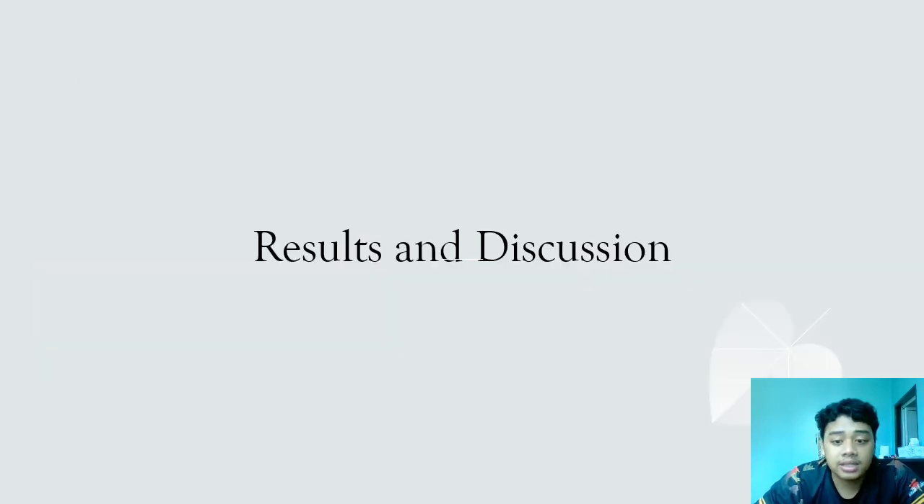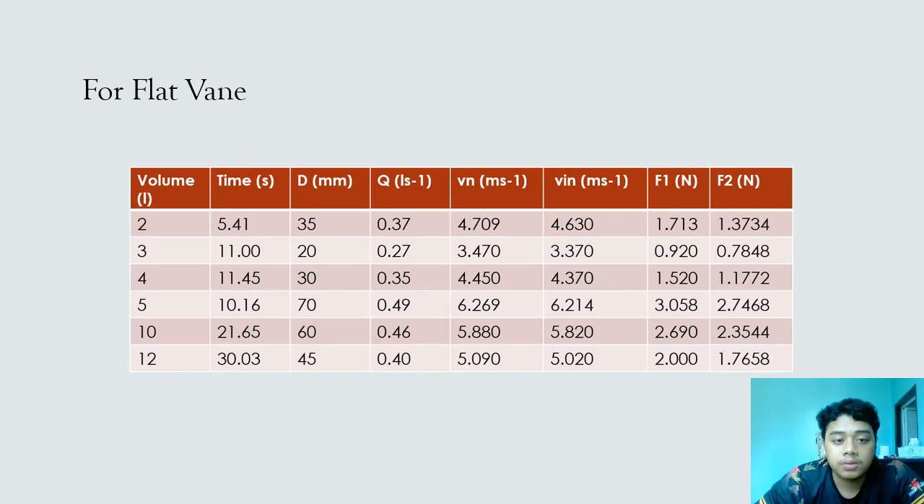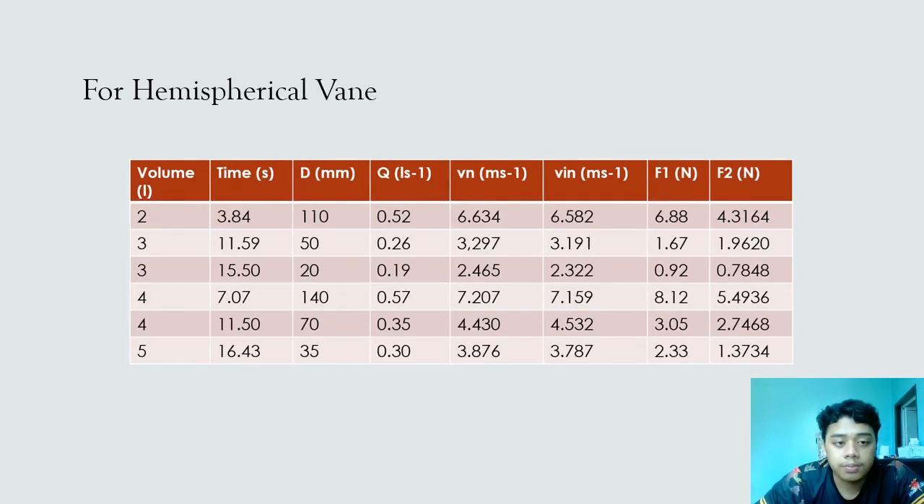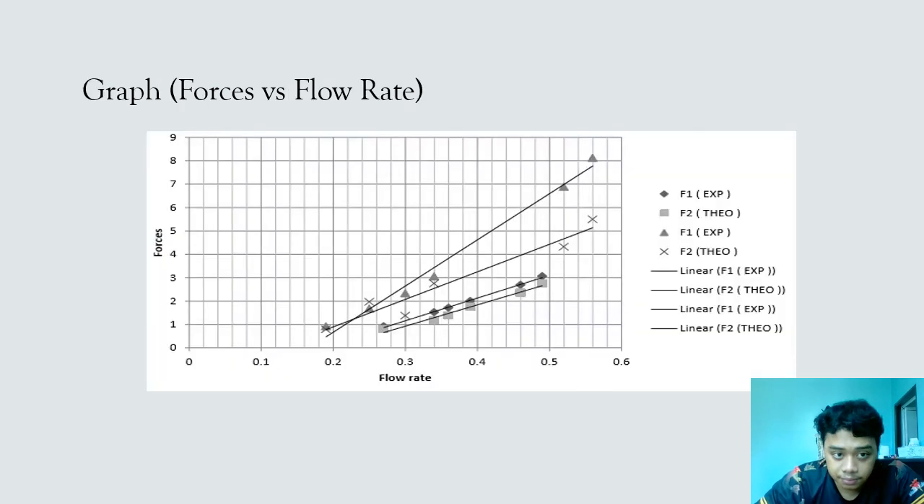So the results and discussion. This is the results for the flat vane. We have different volumes here. We also use different dimensions. Then we calculate the forces and also Q. And this would be for the hemispherical vane. We also calculate forces. We also calculate Q by using different volumes and dimensions. So this is the graph of forces versus flow rate.